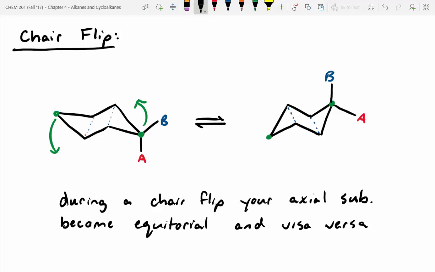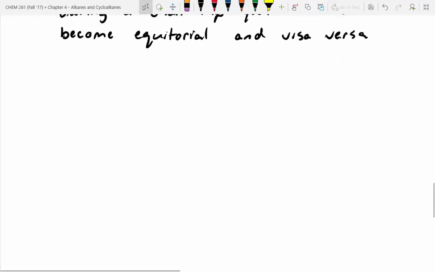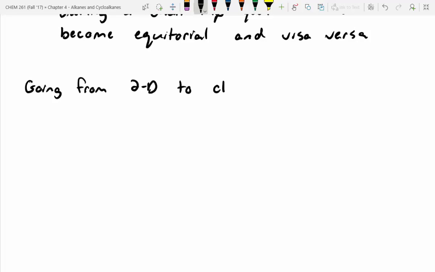Okay, so let me dim the lights again, and then we'll continue on. So what I want us to do is to practice interconverting between a two-dimensional structure to a chair. So going from 2D to chair.